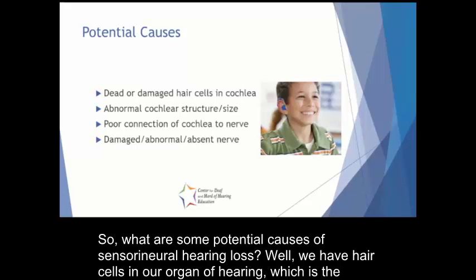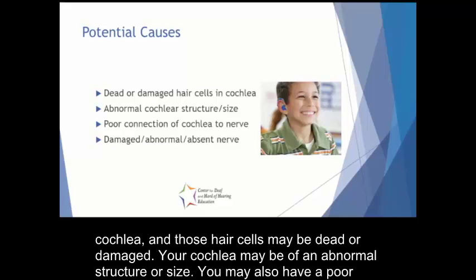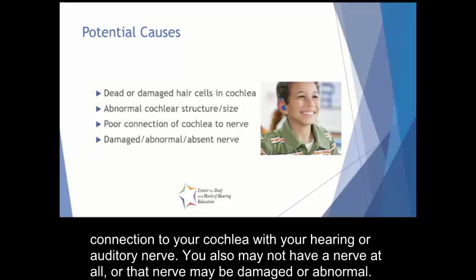So what are some potential causes of sensory neural hearing loss? Well, we have hair cells in our organ of hearing, which is the cochlea, and those hair cells may be dead or damaged. Your cochlea may be of an abnormal structure or size. You may also have a poor connection to your cochlea with your hearing or auditory nerve. You may not have a nerve at all, or that nerve may be damaged or abnormal.